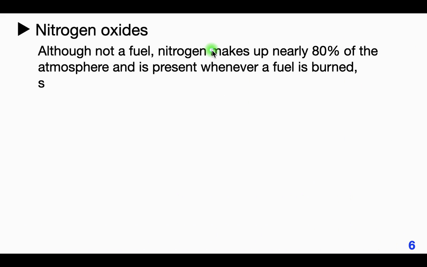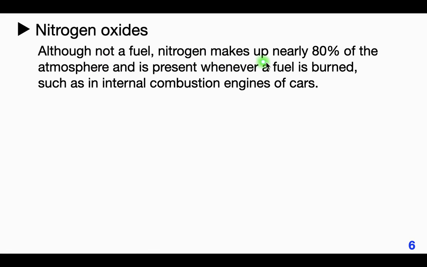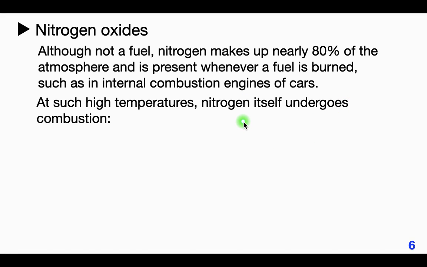Nitrogen oxides. Although not a fuel, nitrogen makes up nearly 80% of the atmosphere and is present whenever a fuel is burned, such as in internal combustion engines of cars. At such high temperatures, nitrogen itself undergoes combustion. Now remember, nitrogen has a triple bond between its atoms, so it's really hard to break that bond. But at the very high temperatures of internal combustion engines, the burning of fossil fuels, this reaction does take place. Now the nitrogen monoxide is a very reactive molecule. If you stop to think about it, how many valence electrons does it have total?